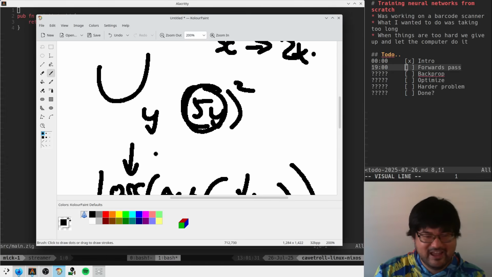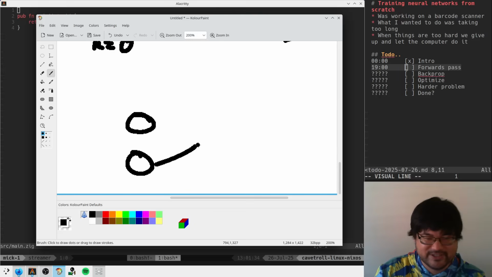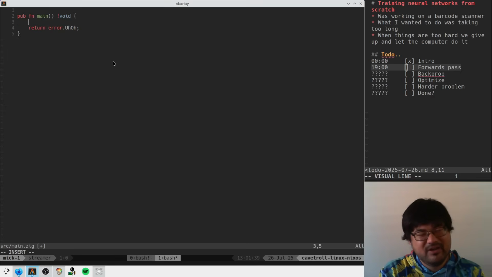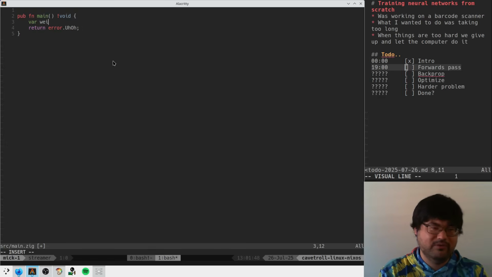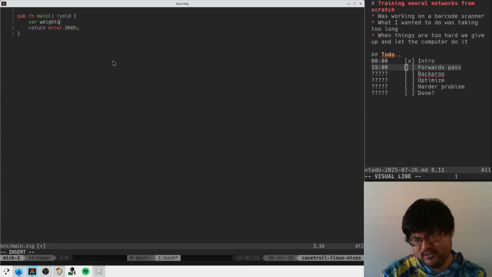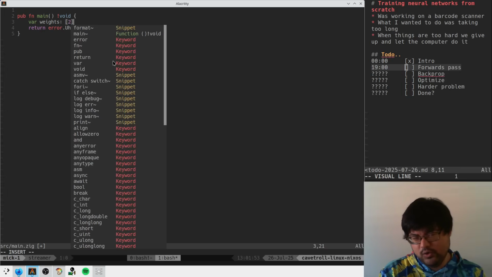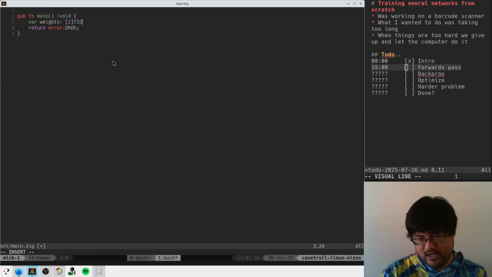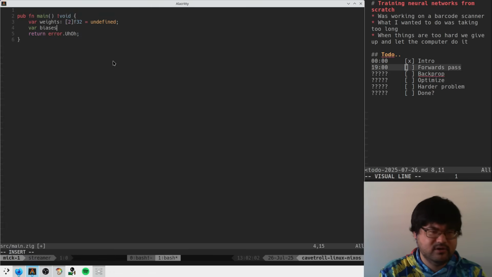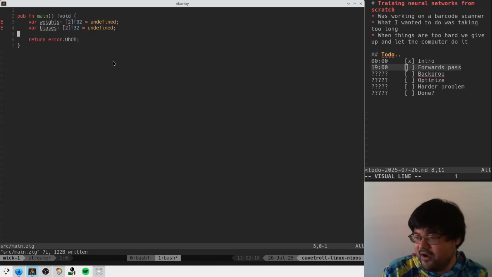Where's our little picture? Our picture was 2 parameters, 1 output. We need to make this. So we have weights, which in this scenario are 2 floating point numbers, and we'll initialize these with random numbers later. We have biases, which I think probably aren't needed for this problem, to be honest. But this is the typical neural network thing, so we'll do that.